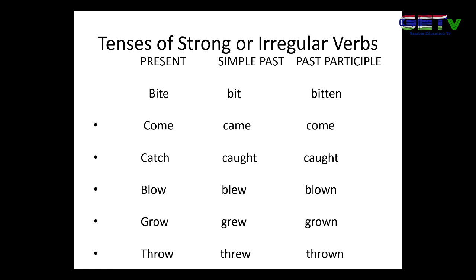Catch. You throw a ball in the air and catch it. Catch becomes caught. Catch, caught. Simple past, yesterday. Already caught. Blow, present tense. Simple past becomes blew. And in the past participle becomes blown. Grow, simple past becomes grew, and past participle becomes grown.